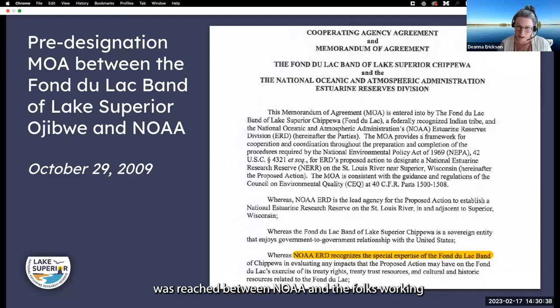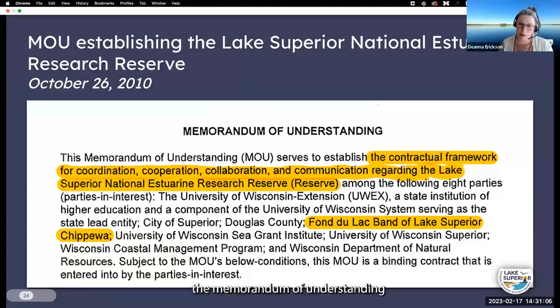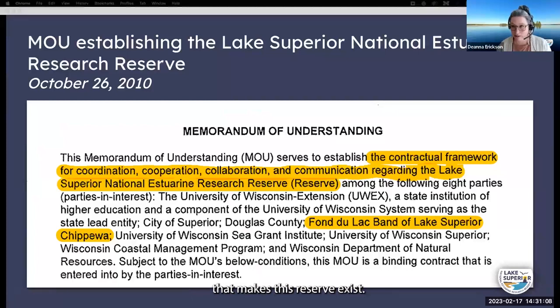between NOAA and the folks working in Fond du Lac, involving the folks working on designation through University of Wisconsin Extension, which is my employer. And that recognized what now we would call Indigenous knowledge, but the special expertise of the Fond du Lac Band in this place. So that was just while the reserve was generated. That led to, in 2010, the memorandum of understanding that makes this reserve exist.